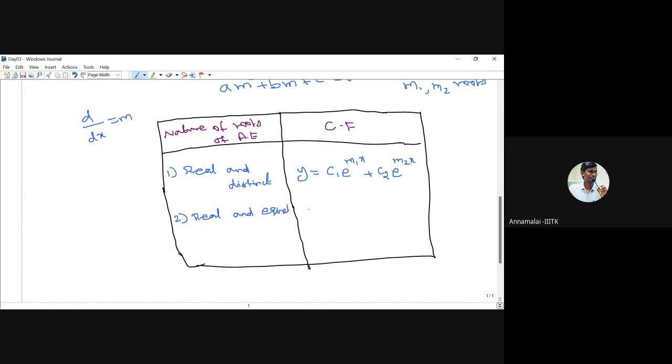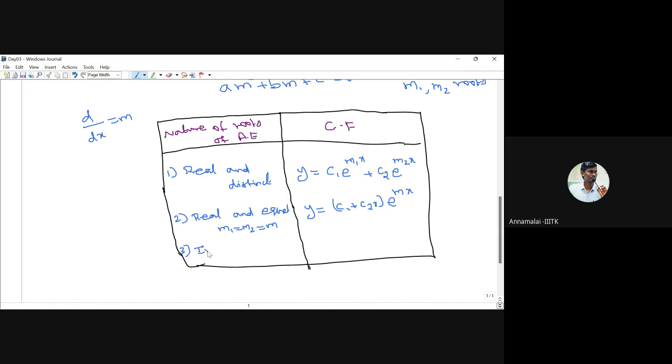So in that case, the complementary function is y equal to (C1 + C2 x) e^(mx). Suppose m1 equals m2, we call the common root m. Therefore it's nothing but mx. When both the roots are equal and real, then the complementary function is y = (C1 + C2 x) e^(mx). Now, the third case is when both roots are complex numbers or imaginary numbers.